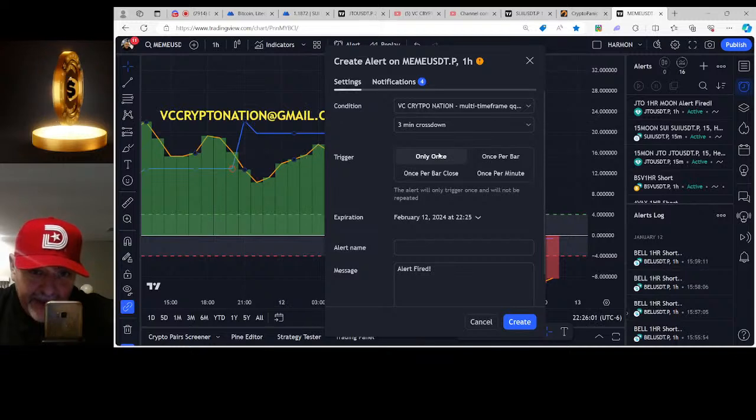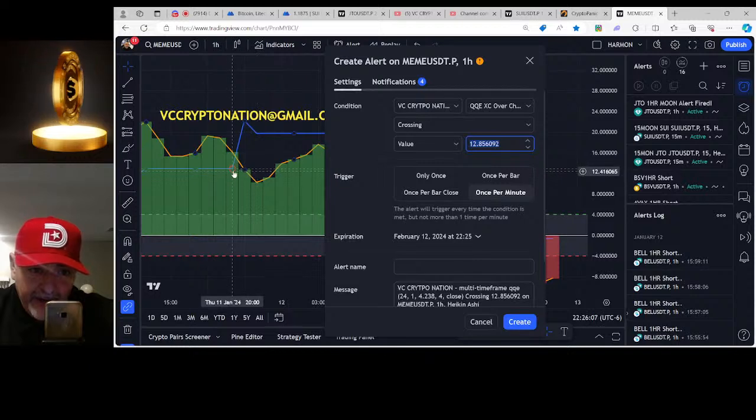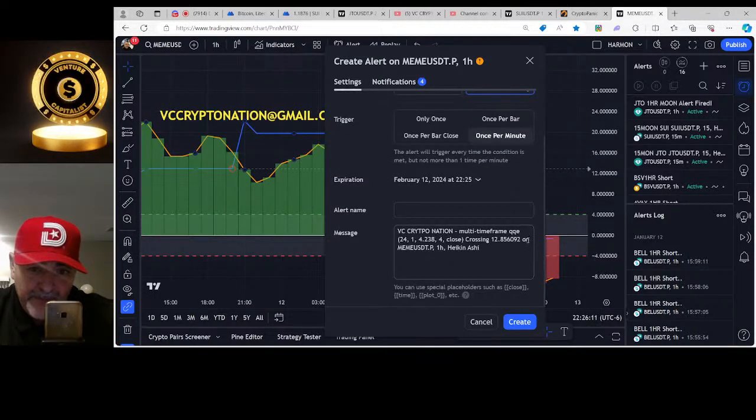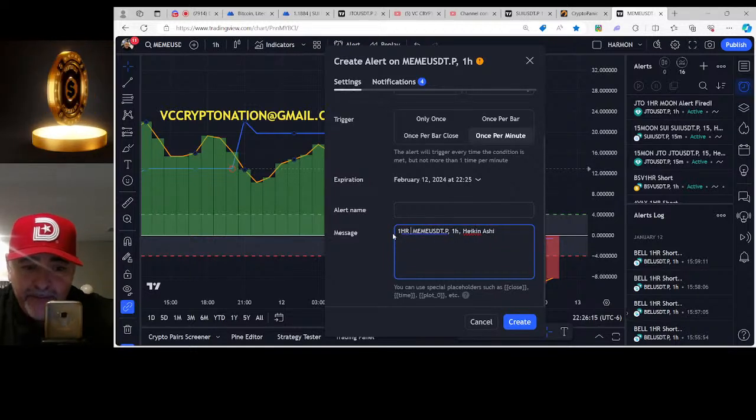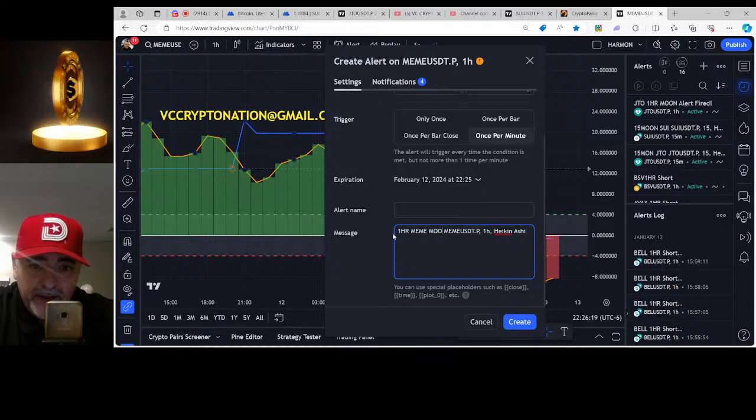Now, how we set an alert is we right click on the moon, and you can see here add alert, and it says add alert on VC Crypto Nation. That's the VC Crypto Nation indicator. So we click that, and then we say I want once per minute, and I want to know when the moons cross and create a volume circle. When that happens, I want to know. So we're going to go to Mimi and set a 1 hour alert on Mimi. That's a moon, and that's all I need to do.